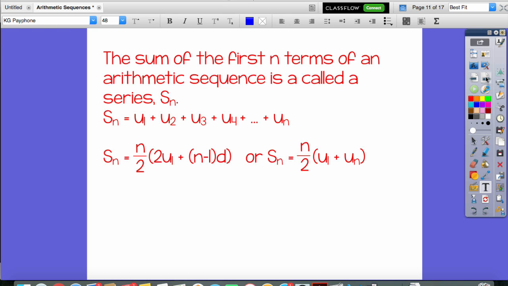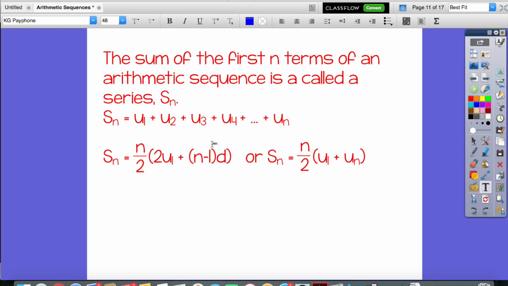Okay, so finishing up, we were talking about arithmetic sequences. Now we're talking about the series. The series basically means sum. It's the sum of the first n terms of an arithmetic sequence, and it's denoted by the notation S sub n. Whenever you see that, you're basically adding your first term to your second term to your third term, your fourth term, all the way up to a certain particular term in the sequence, hence the u sub n.